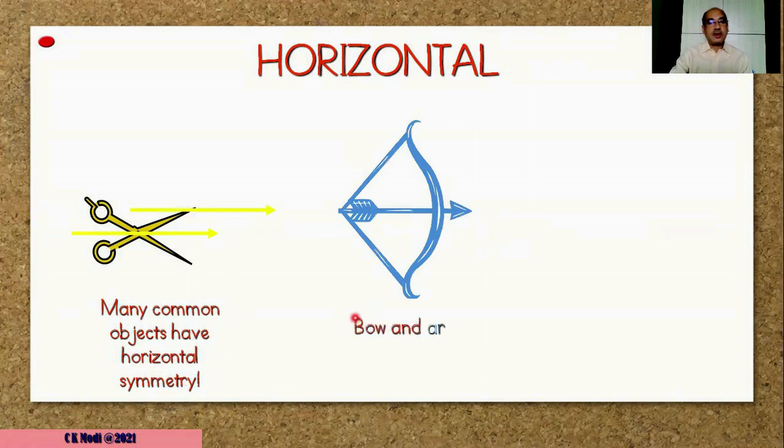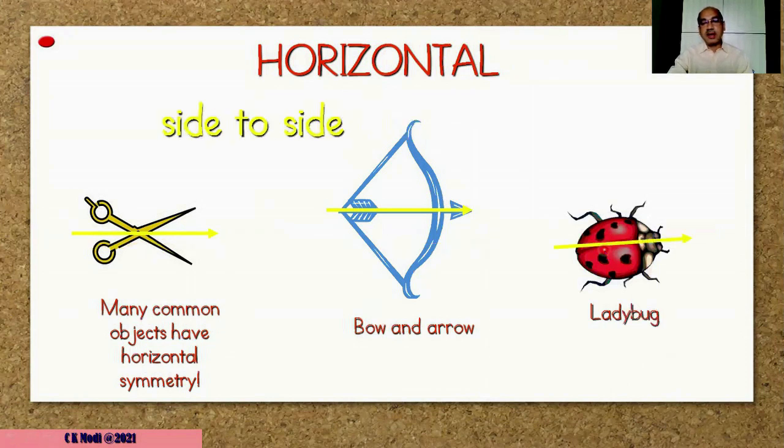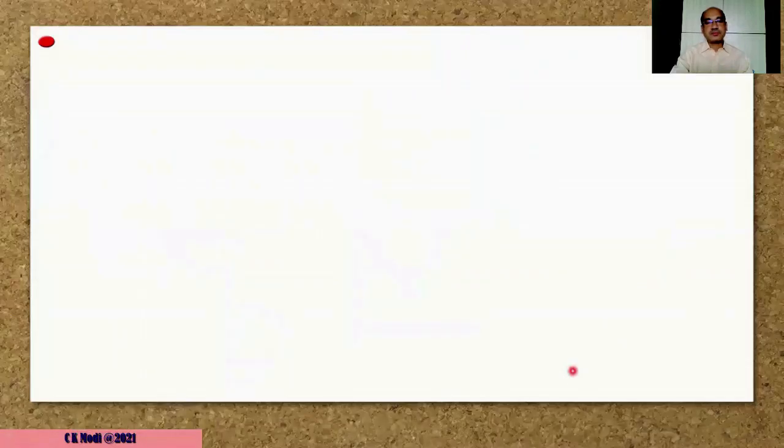Now look at this scissor. We can pass a horizontal line through the center of that scissor, or a bow and arrow, or look at this example, a ladybug. If we can pass a horizontal line through the center of this molecule or compound, it divides into two parts, both of which are mirror images of each other. So this is called side to side.